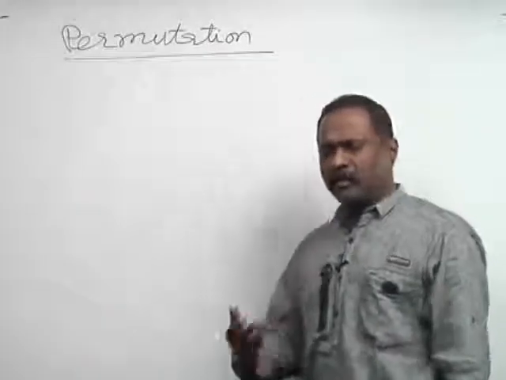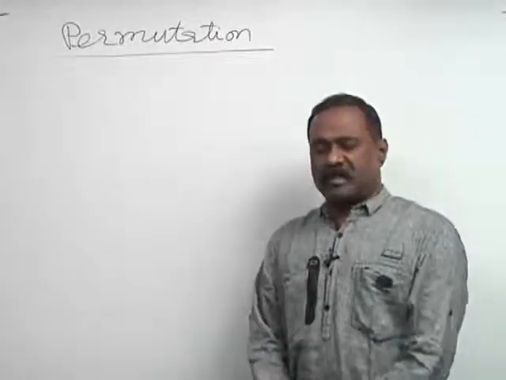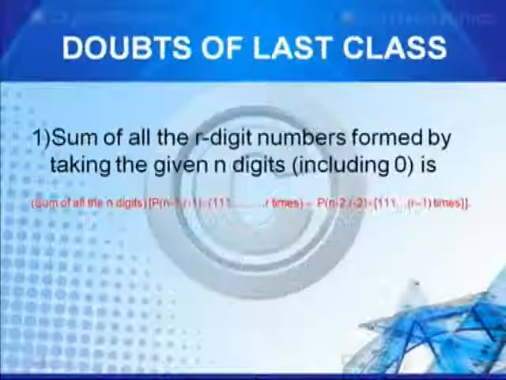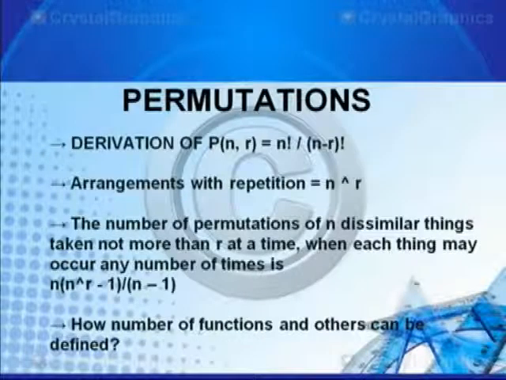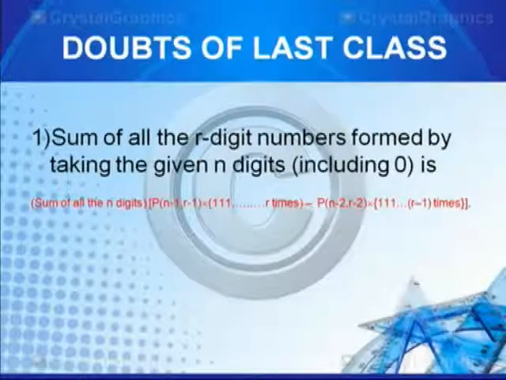What is the permutation? Go to the 6th slide. Just wait, previous slide. In the doubts of last class, and yesterday one girl asked about this, the sum of all n-digit numbers formed by taking the given n digits including 0. I will explain it in the middle, and just for the sake of the introductory part, I'm giving you this. Let us discuss the formula after 15 minutes. Okay. Now let us start with this one.